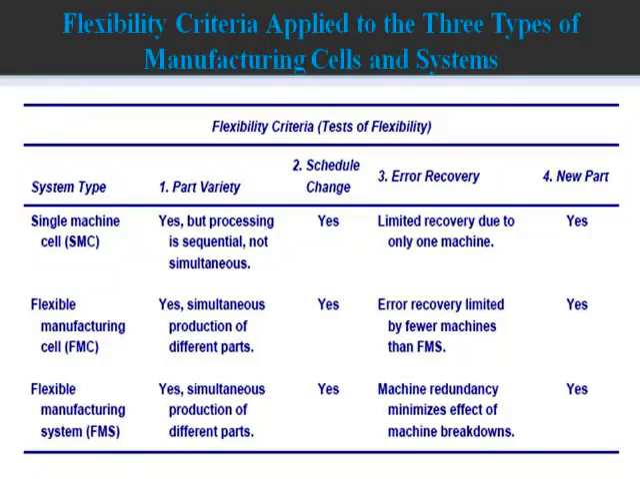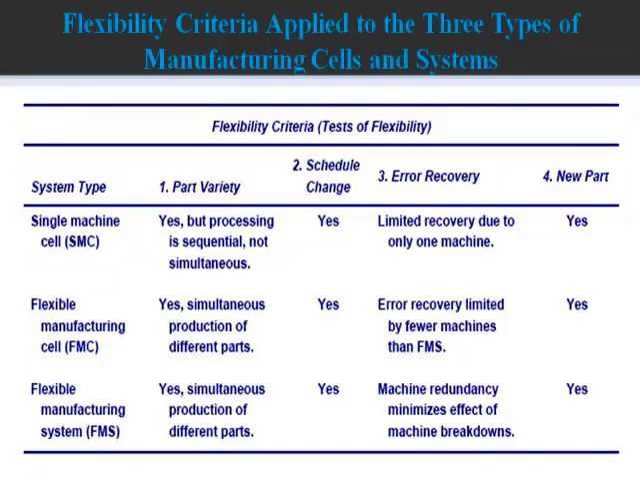Flexible manufacturing cell, part variety, yes. Simultaneous production of different parts is possible. Schedule changes, yes, it accepts. Error recovery is limited by fewer machines than FMS, and new part production is possible.